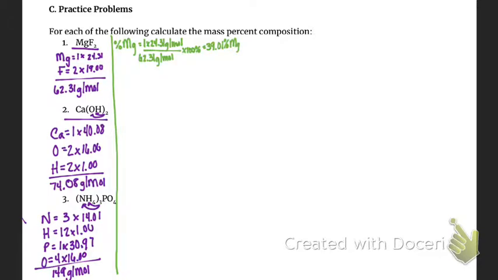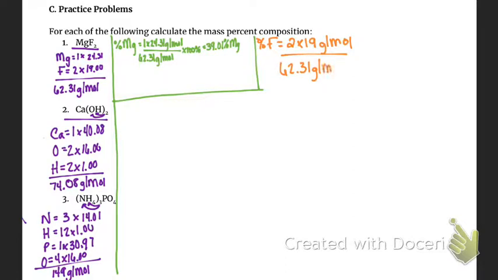So the remaining half of this problem, I'm going to set this up to solve for fluorine, so my percent F. That's going to be the other half of my molar mass. So that 2 times that 19 grams per mole over that same molar mass of 62.31 times 100%. When we total that all up, we get 60.99% fluorine. Again, the way to check your work is to make sure that your percentages add up to 100.